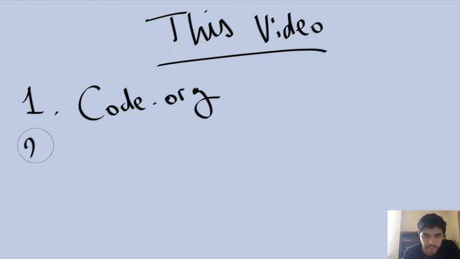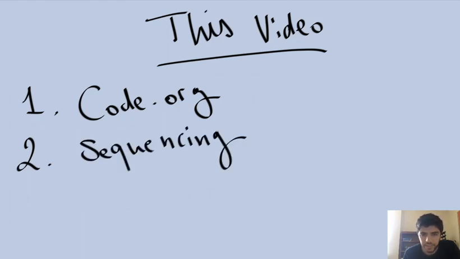The second thing we're going to be discussing is sequencing, and that's just a very simple way of saying that the order of the instructions that we give to the computer matters, right? Just comparing that to normal human speech.